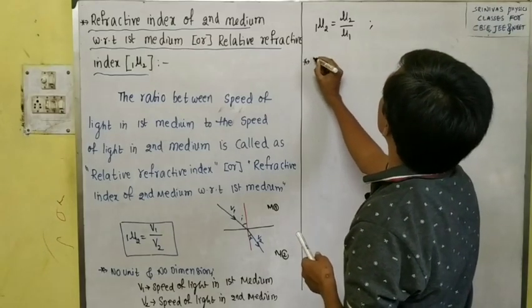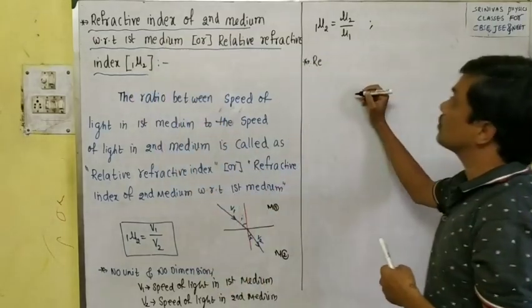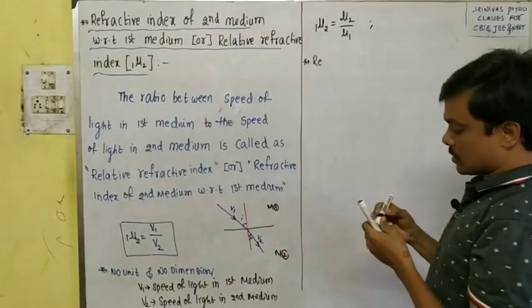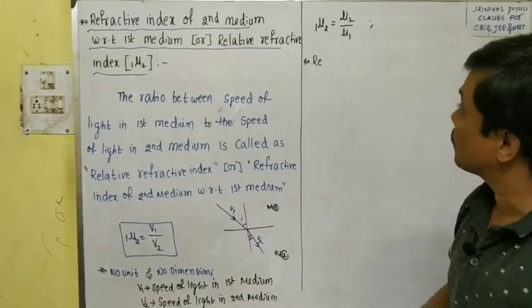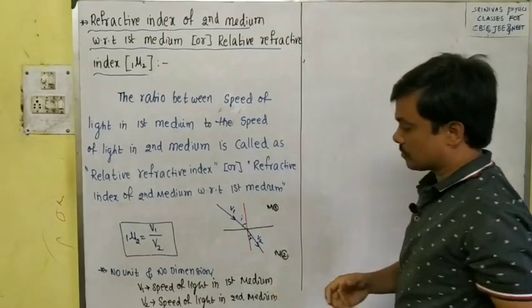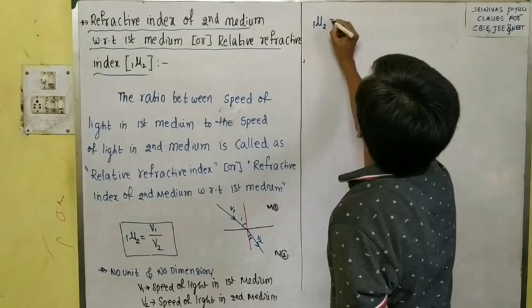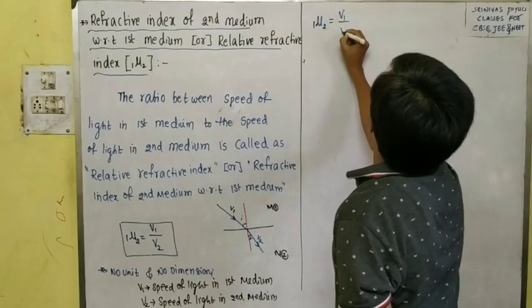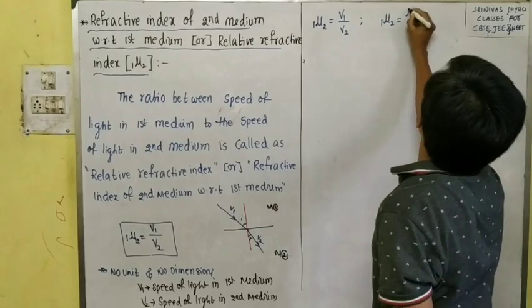What is 2 mu 1? Here we wrote the refractive index of second medium with respect to first medium, and we can also write refractive index of first medium with respect to second medium also. How can we write that one? Here we got 1 mu 2 as v1 by v2, okay? This formula we can also write like this, that is 1 mu 2 is equal to mu 2 by mu 1.